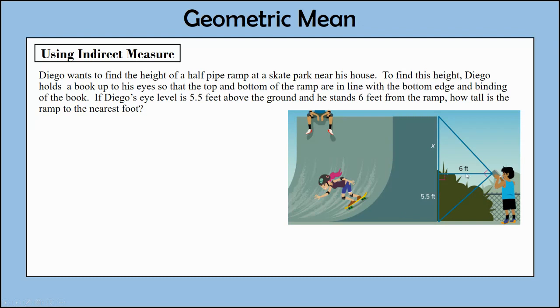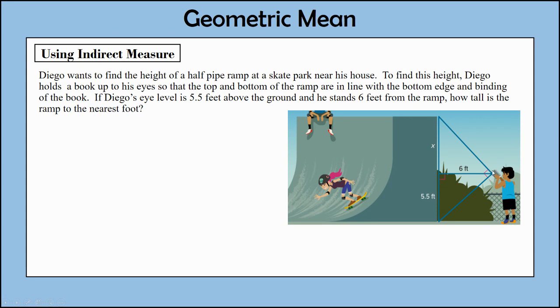Okay. It says he's 6 foot away and he's lining it up, this book, so that the top and the bottom of the ramp are just in view of the book. And since the book's a 90, this is a 90. So that's creating our right triangle. He's 6 feet away. They're asking us to find X. It's also telling us this 5.5 is coming from his height here, his eye level. So that's where the 5.5 is coming from, and he's 6 foot away.